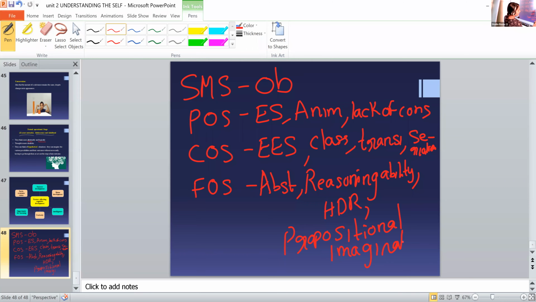You can note it down like this, okay? So you have no confusions. In the sensory motor stage, object permanence. Pre-operational stage, egocentrism, animism, and lack of conservation. Concrete operational stage, classification, seriation, transitivity, elimination of egocentrism. And formal operational stage, the thinking becomes abstract and logical, the imagination is there, hypothetical deductive reasoning, reasoning ability, propositional thinking. Is it clear? So we finish the stages of development.